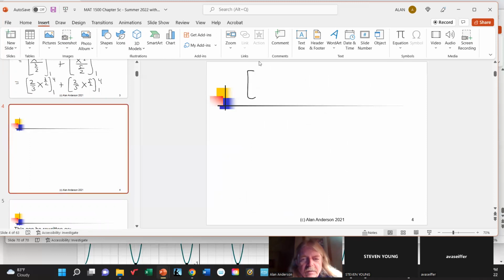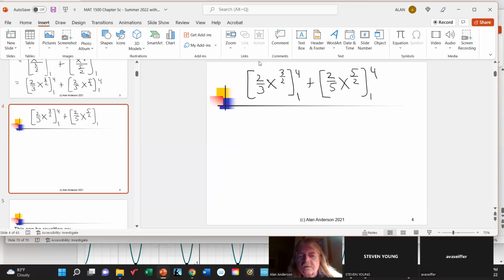So just to quickly remind you, we have 2/3 x to the 3/2 from 1 to 4, and 2/5 x to the 5/2 from 1 to 4. So now we can just take 2/3 times 4 to the 3/2 power.